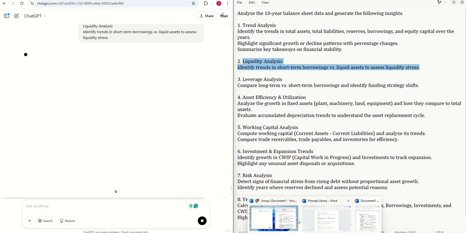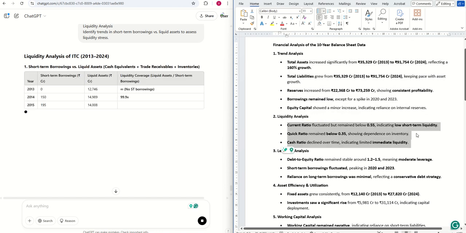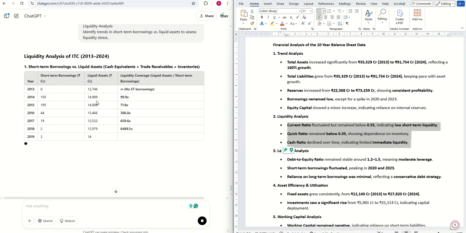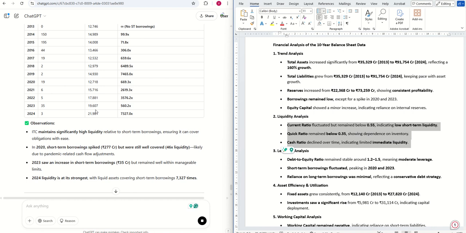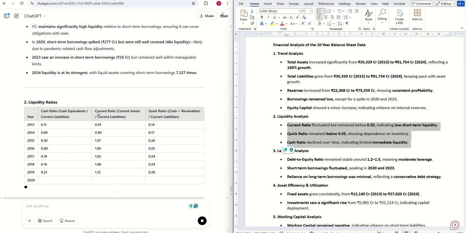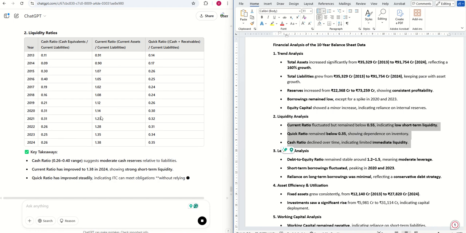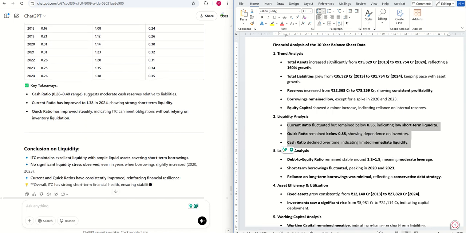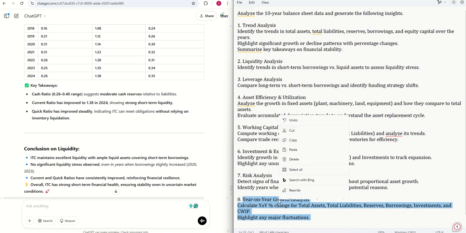Let me compare it with whatever we have here. Liquidity analysis, earlier there were just 3 bullets. Now it gives numbers for all the years, then the observations. Each of the liquidity ratios it's sharing. So when I give the prompt in parts, the insights you get are more and also qualitative. I'll not be doing every part. We will now see maybe a last part, the year-on-year growth analysis.